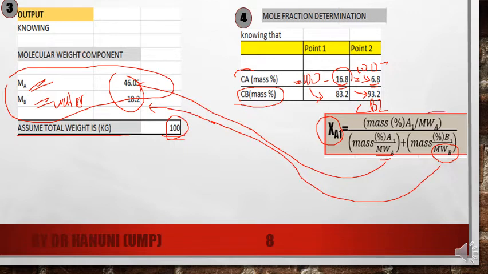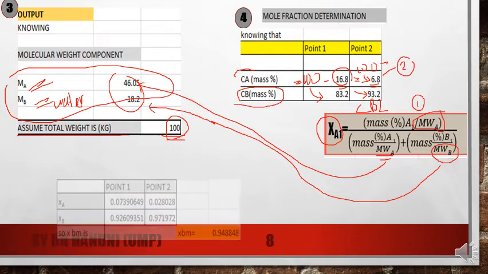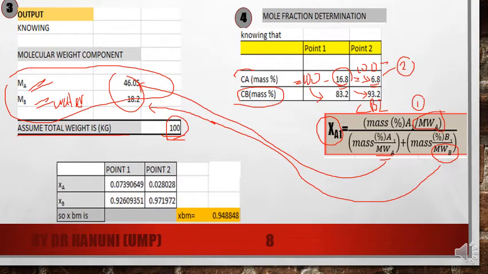And here as well we need a molecular weight of A. So by using the information here and also information of the concentration at different points, we will manage to get the XA1, XA2 and XB at different points. And we also can calculate the XBM as well.